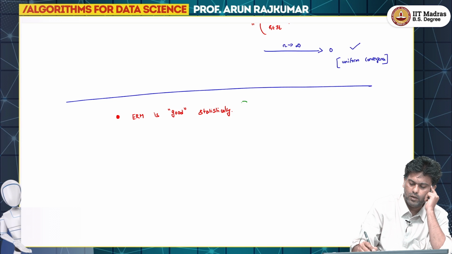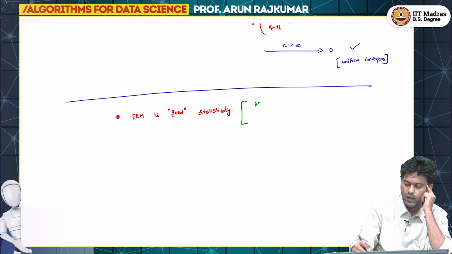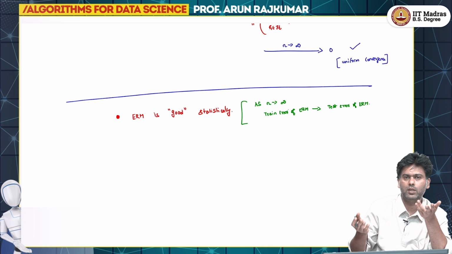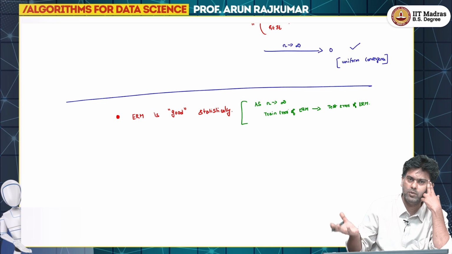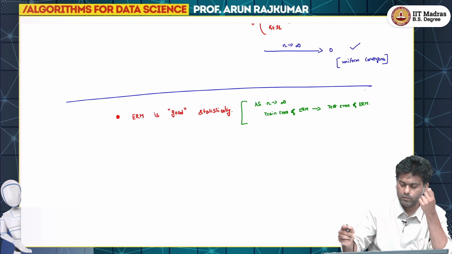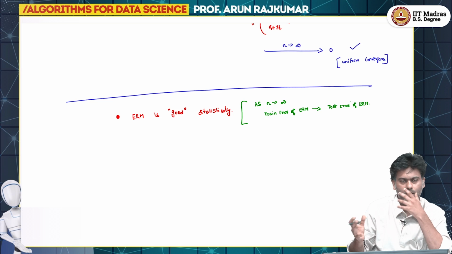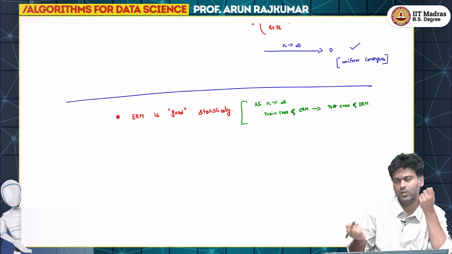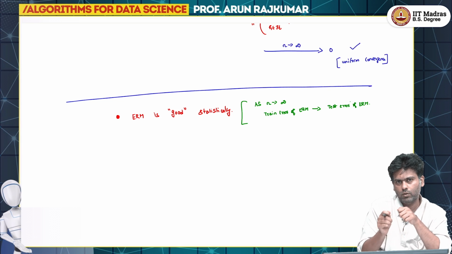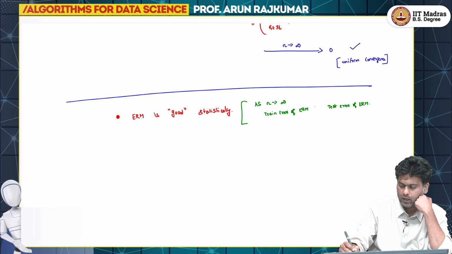So let me write that down. When I say good statistically, as n goes to infinity, the train error of ERM approaches the test error of ERM. The train error is what changes with n. The test error of ERM is not really fixed, because as n changes the ERM changes, so the test error also changes, but these two get closer and closer to each other. Maybe that's the right way to say it. So this difference goes to 0.